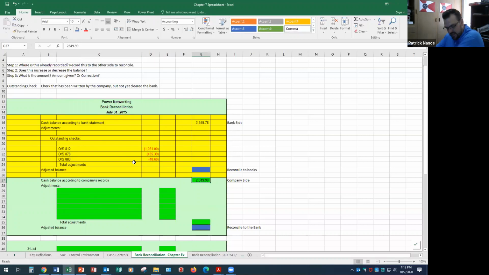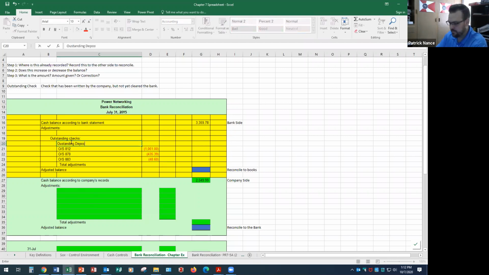I also have a deposit. It says on July 31st, we had deposited $816, but it was not yet on the bank statement. So again, my company records would already have it in it. So where's it already recorded? It's already recorded in the company records, so I need to record it in the bank records to reconcile. Does it increase or decrease the balance? I put money in, so it increases the balance. So I have an outstanding deposit, and this is a positive number because it's a deposit for $816.20.